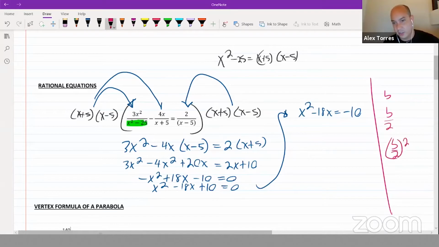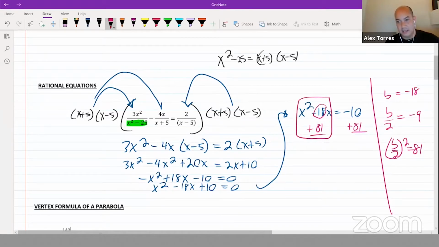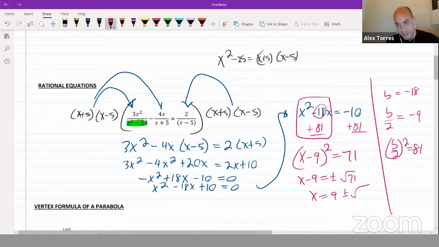Remember, a quadratic's ax squared plus bx plus c. So the thing in front of the x is the b. That's minus 18 divided by 2, you get negative 9. Square that, you get 81. So we're adding b over 2 squared to both sides because that's what you do in the method. Now we have x squared minus 18x plus 81, and the b over 2 is what it'll factor to. So that factors to x minus 9 squared equals 71. Square root both sides, x minus 9 equals plus or minus root 71. And the answer is 9 plus or minus root 71.